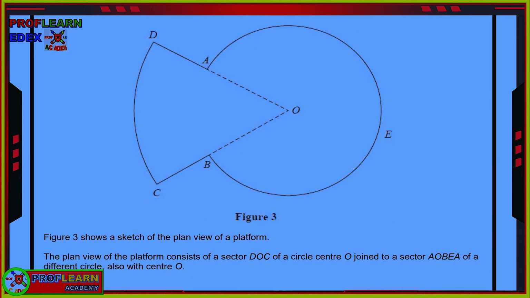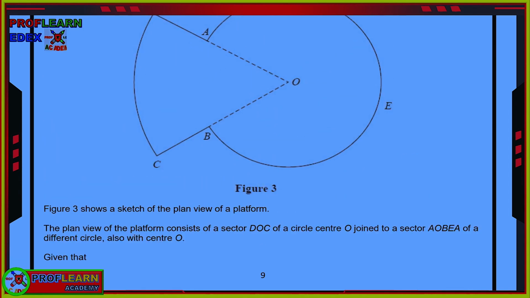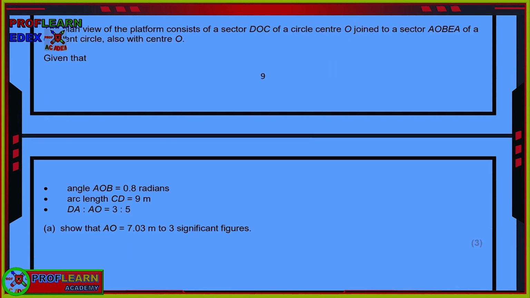So here we are told the figure shows a sketch of a plan of a platform. The plan view of a platform consists of a sector DOC of a circle center O joined to a sector AOB of a different circle, also center O. Then we are told that angle AOB is 0.8 radians. The arc length of CD is 9 meters, and DA to AO is 3:5. We are supposed to show that AO is 7.03 meters, correct to 3 significant figures.